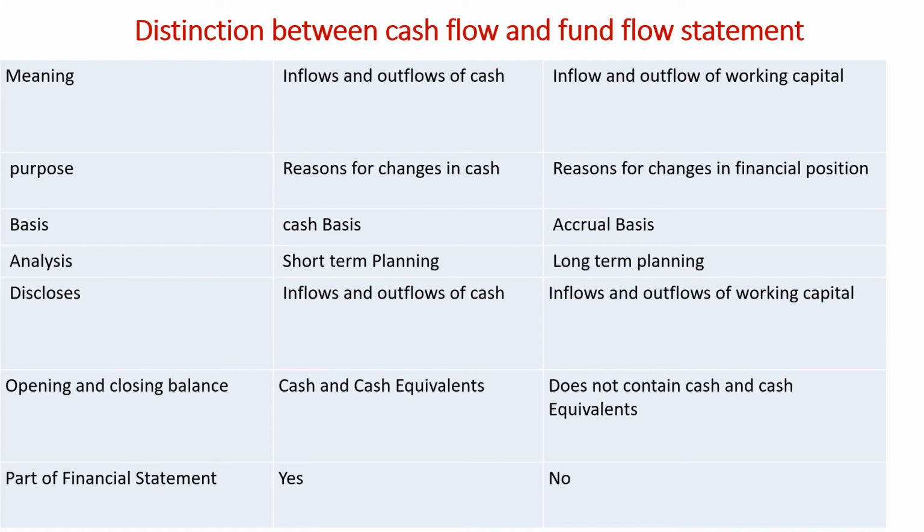Discloses. As we know, cash flow statement provides the information regarding the inflow and outflow of cash and cash equivalents. Fund flow statement provides the information regarding the inflow and outflow of working capital. Opening and closing balance. Cash flow statement contains the opening and closing balance of cash and cash equivalents. But fund flow statement does not contain the opening balance and closing balance of cash and cash equivalents.